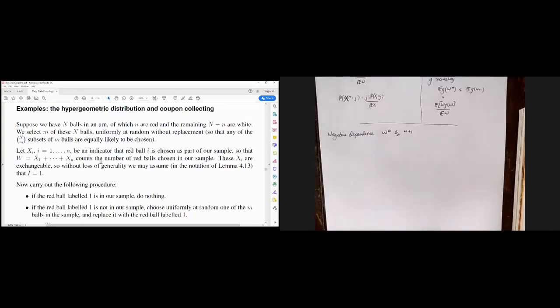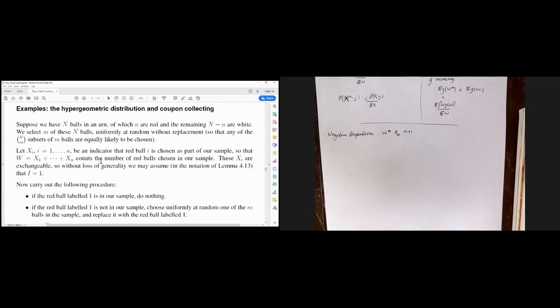So those are dependent, and it's reasonably intuitive that they're negatively dependent, in that, suppose these red balls are labeled 1 up to n, just for the sake of this discussion. If I tell you that I've chosen red ball number 1, that ball definitely was chosen as one of the m balls, well, then in some sense there's less room in my sample for all of the other red balls.